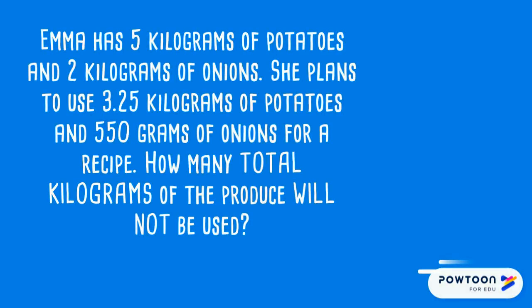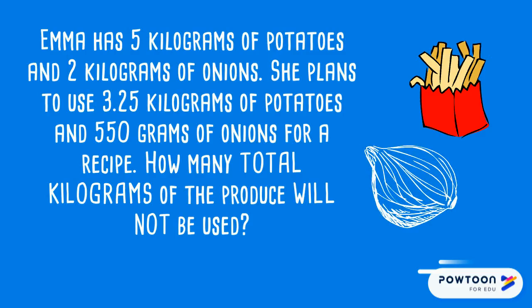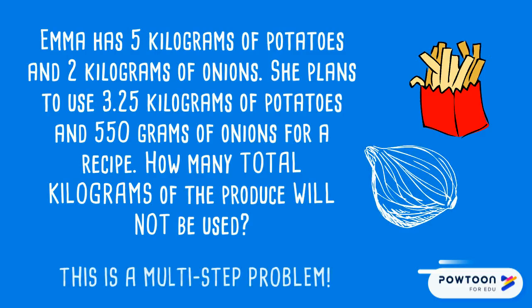Now let's use what we know about conversions and apply it to a real-world situation. In this situation, Emma has 5 kilograms of potatoes and 2 kilograms of onions. She plans to use 3 25/100ths kilograms of potatoes and 550 grams of onions for a recipe. How many total kilograms of the produce will not be used?